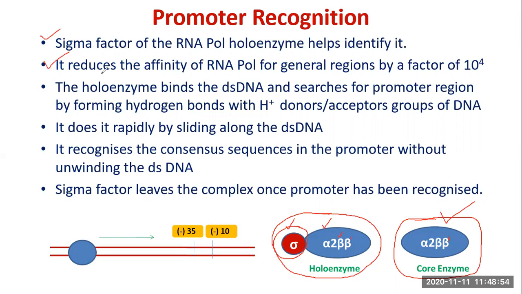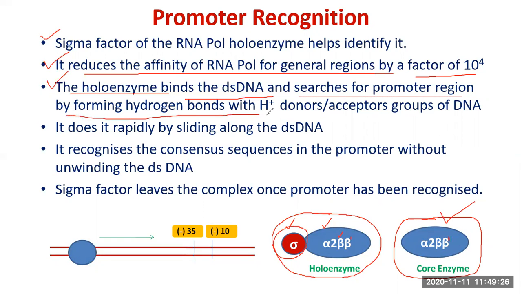It does it by reducing the affinity of RNA polymerase for general, non-promoter regions of the DNA by a factor of 10 to the power 4. And the holoenzyme, meaning core enzyme along with sigma factor, binds to the double-stranded DNA and searches for the promoter region by forming hydrogen bonds with proton donor and proton acceptor groups of the DNA.